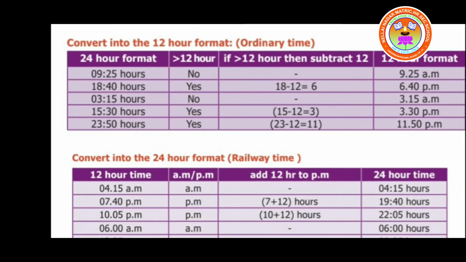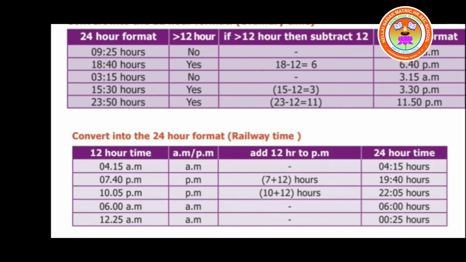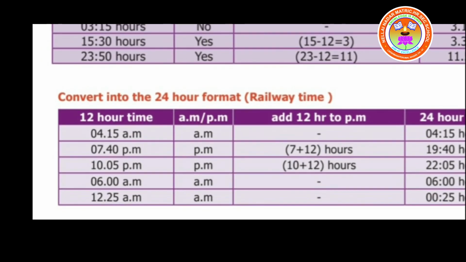The last one is also like that. 23:50 is greater than 12. So 23 minus 12, we get 11. So 11:50 p.m. So this is the conversion to the 12-hour format, that is the ordinary time. Next, we will see how to convert to railway time. Okay, we'll observe how to convert to railway time.